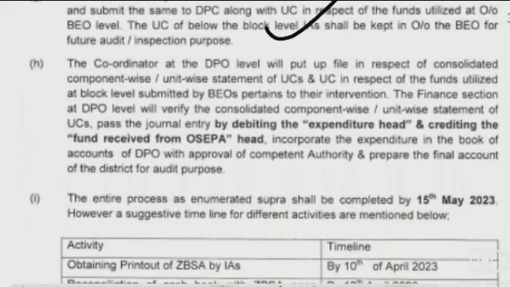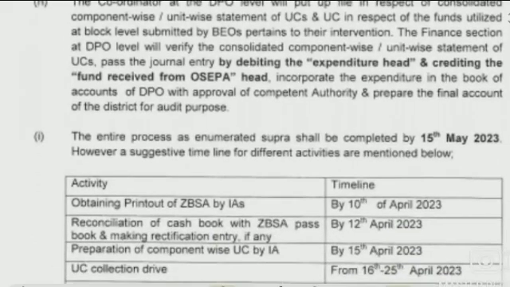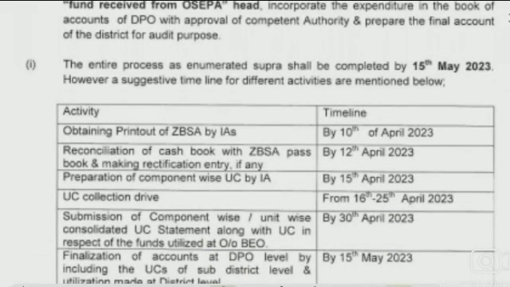The next point is that the coordinated DPO will put up the file after the consolidated UC report from all the block extension officers of the district. The DO or the DPC or the DPO office will prepare a consolidated data: how much money they had received from the government, state government, and how much expenditure has been done during this academic year. Then that will be approved by the DPO, district project coordinator, and submitted to the state. The entire process should be completed by 15th May 2023.